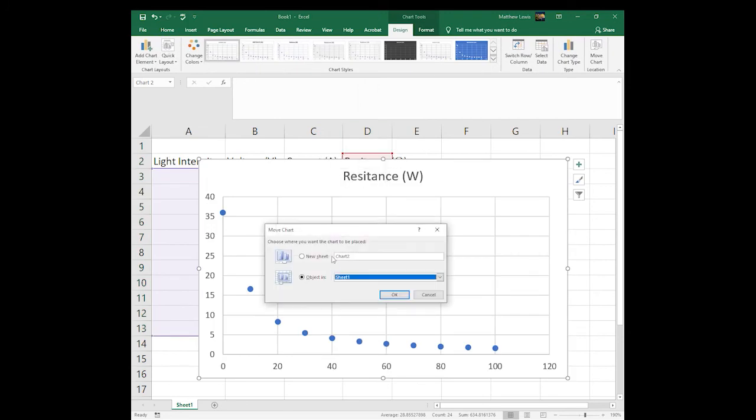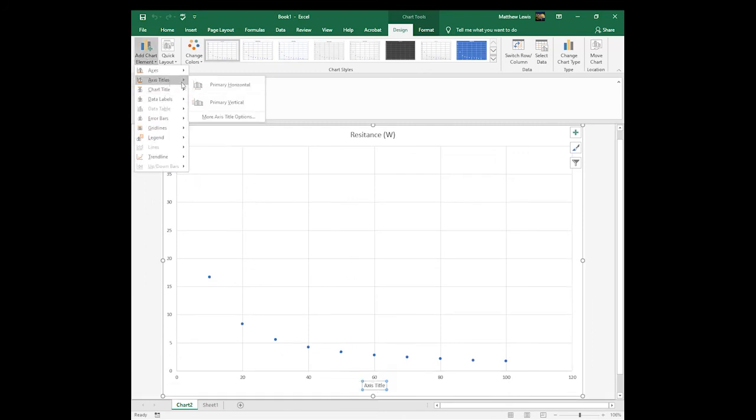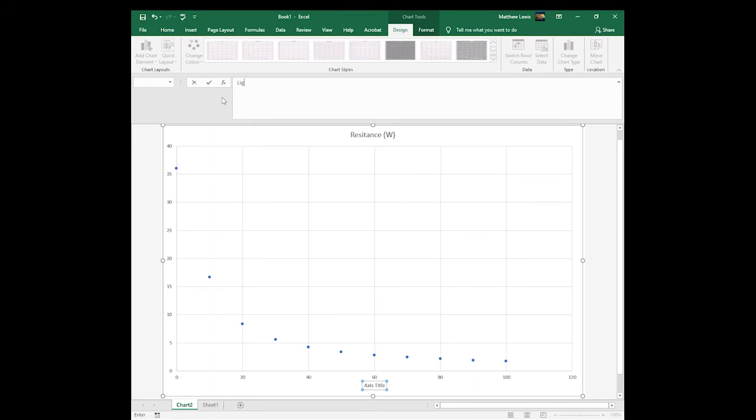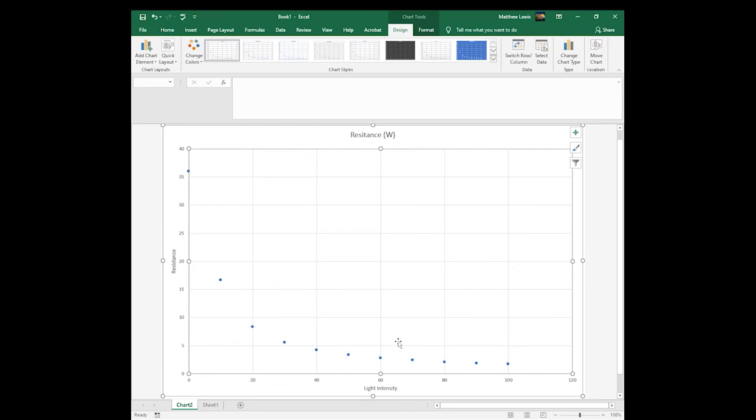Again, let's move it to a new chart so we can just look at our graph. And we get our line of best fit. So you can see here, as light intensity increases, and let's add that on there, light intensity, our resistance drops, and this happens because of the way the LDRs are designed. The more light on them, the lower their resistance.